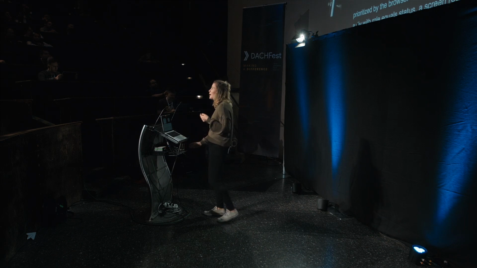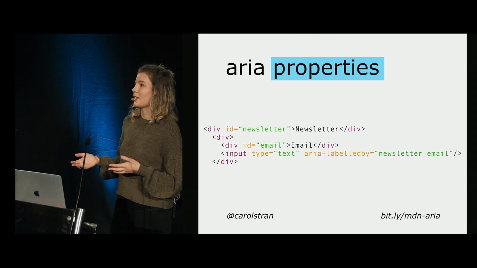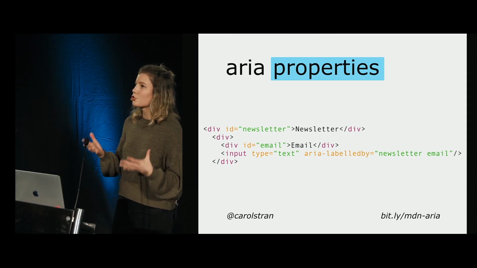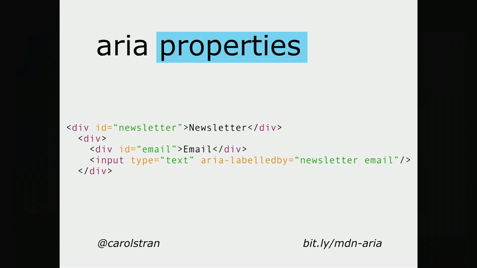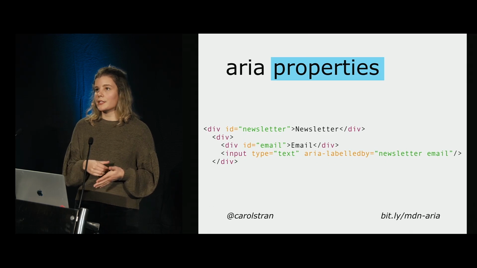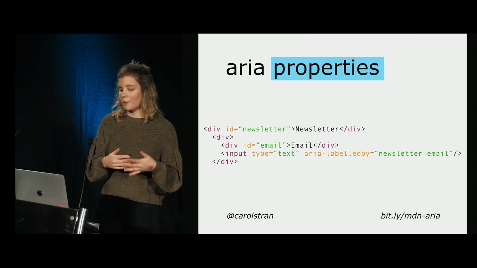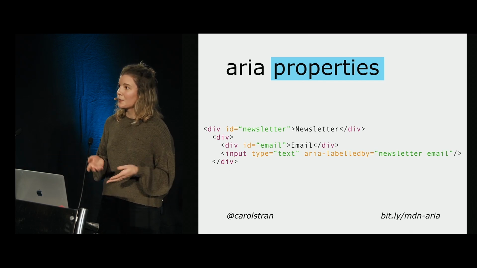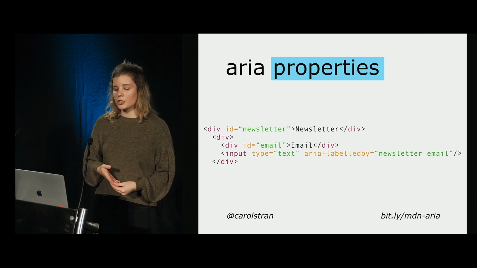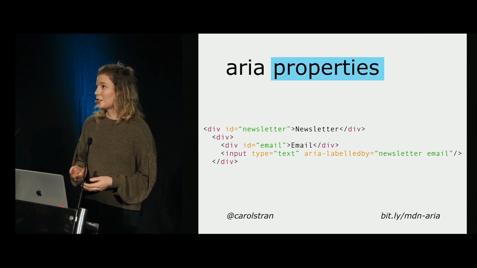ARIA properties define the properties of an element, which give them kind of extra meaning or maybe extra semantics. ARIA labeled by, for instance, allows you to put an ID on an element and then reference that as being the label for anything else on the page, including multiple elements, which is not possible when you're using traditional label tags.